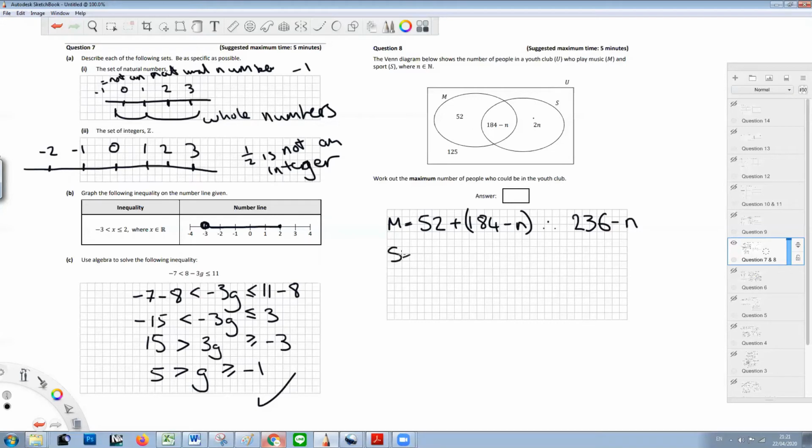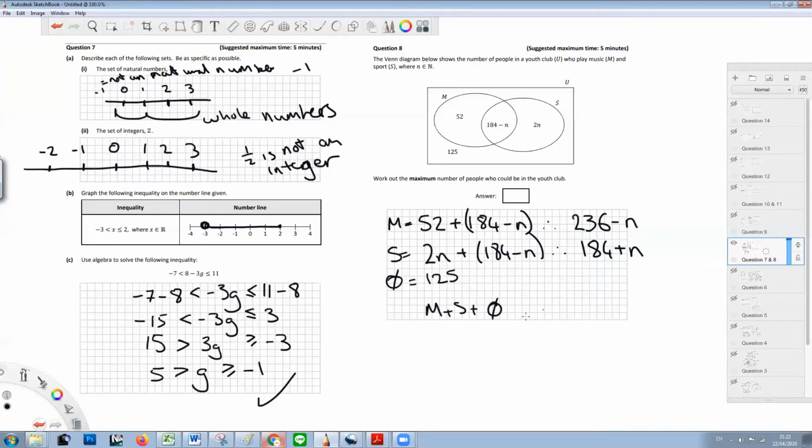What is S equal to? So S is equal to 2N plus 184 minus N. So that's going to be 184 plus N. So M is equal to 236 minus N. S is equal to 184 plus N. And we know that 125 people don't do anything. So not in it is equal to 125. So what is the maximum number of people who could be in the youth club? Well, the maximum number of people who could be in the youth club is M plus S plus 0. So we know that in the youth club, U play music, M play sports, and 125 of them don't do either. So the maximum number of people would be this.